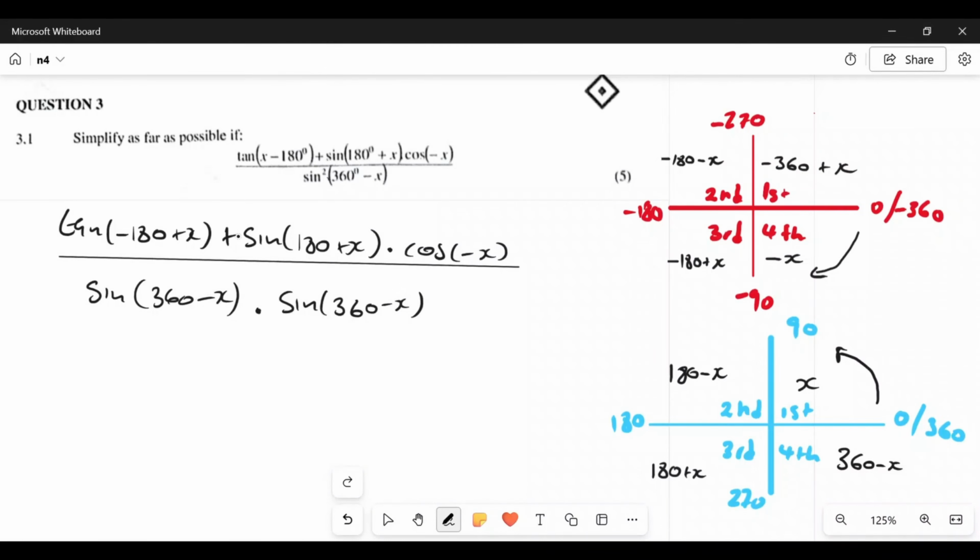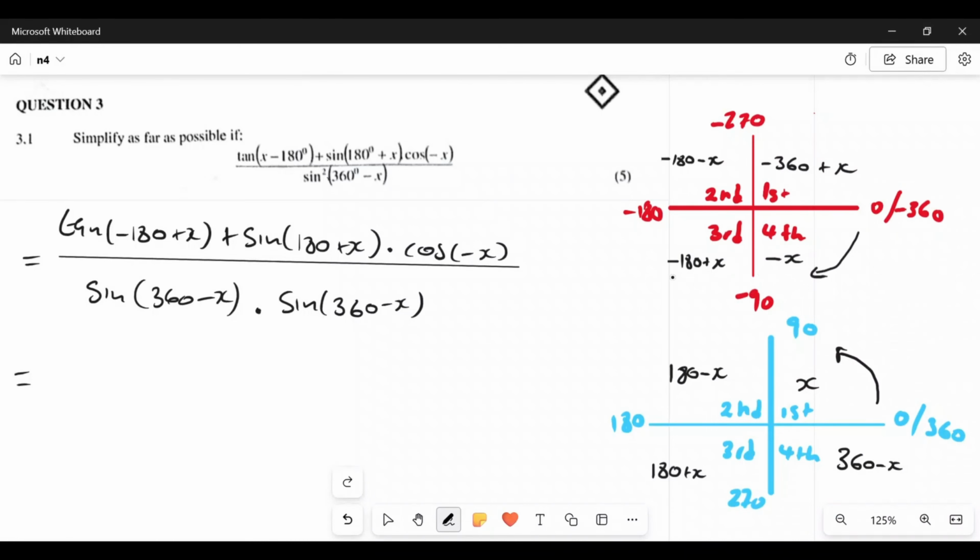Now that we have made our question easy to simplify, let's use our cast diagrams to reduce this. Like I said, we're going to use the 180 rule. So the 180 rule, I already left the video in the description. First of all, look at your quadrant here. So what quadrant is negative 180 plus x? Since our 180 is negative, this means that we are going backwards. So we must look at the red cast diagram.